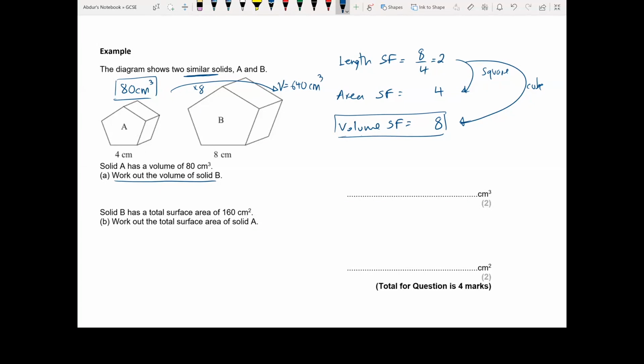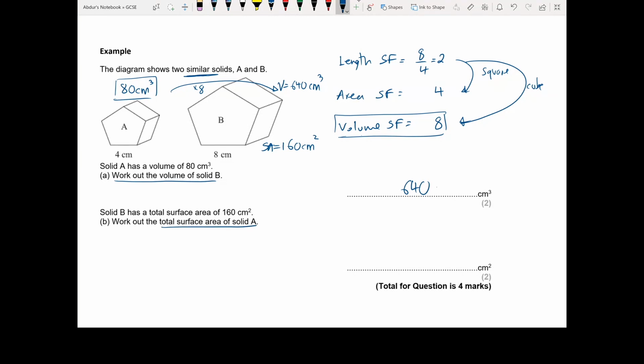Our volume of solid B is 640 centimeter cubed. The unit's already written for us. Now, the second part of the question said solid B has a total surface area of 160 centimeters squared. So I'm going to just write down here for solid B, surface area is equal to 160 centimeters squared. Now, as this is an area, it's got units of area, centimeters squared, we need to use the area scale factor if I want to work out the total surface area of solid A.